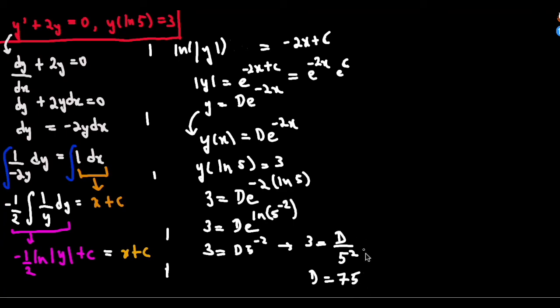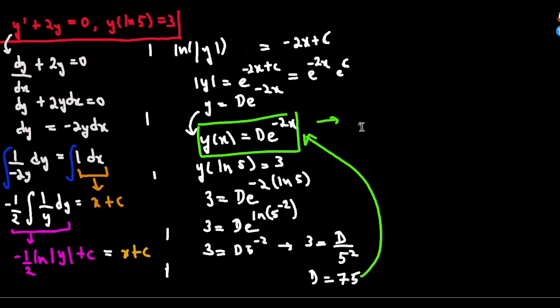Now we can take the d value and put it back. I'm just going to take a different color here. This is the equation that we actually end up with. Now I'm going to take this d and plug it in here to get y equals 75 e to the minus 2x.